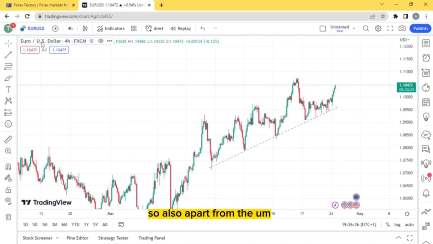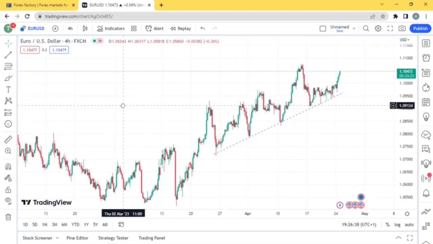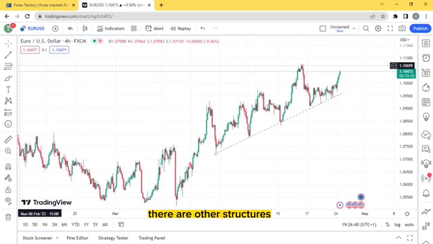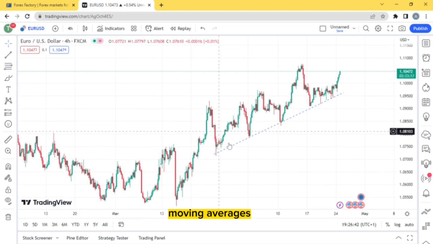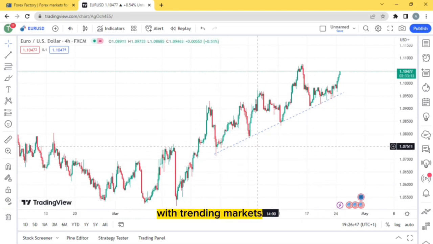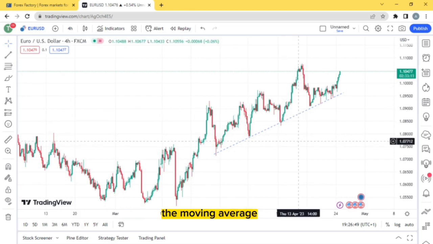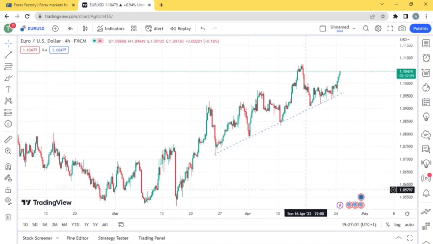So also, apart from the trend lines, there are other structures like the moving averages. Okay, since the moving averages just work well with trending markets, you could pull up the moving average, maybe the simple moving average or the exponential moving average of 20 or 50. Then you can take entries at those various moving averages.